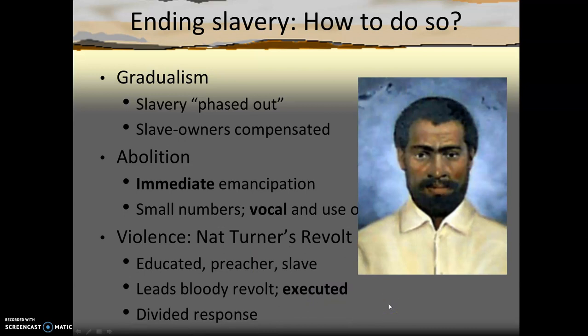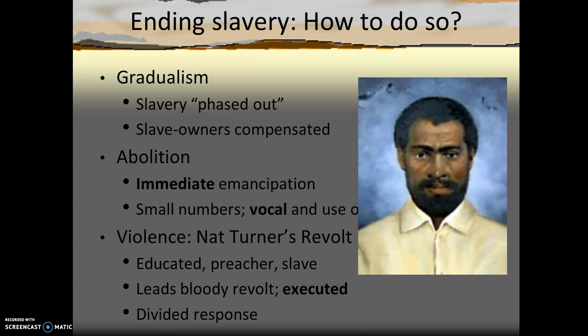Violence was also another potential solution, albeit quite deadly, not one that many people advocated for. The prime example is that of Nat Turner. Now, Nat Turner was a field hand by day, but he spent his nights preaching and prophesying to the local slave community. He had been taught to read and write, and that was unusual for a slave. And he was allowed to freely travel to preach the gospel to slaves in Southampton County, Virginia.